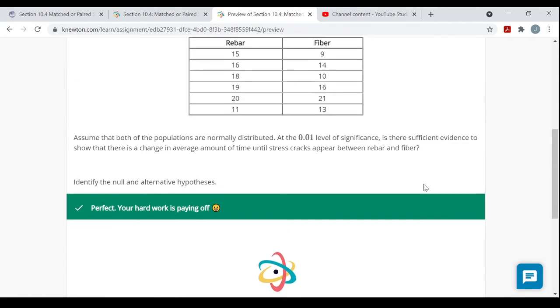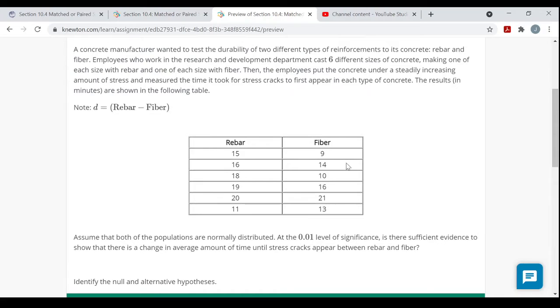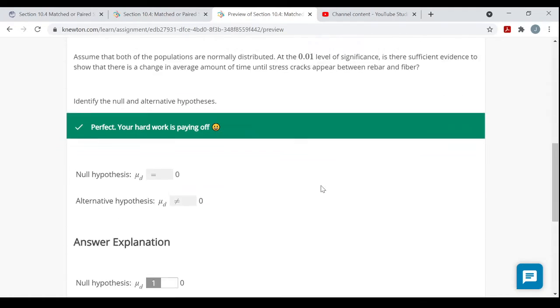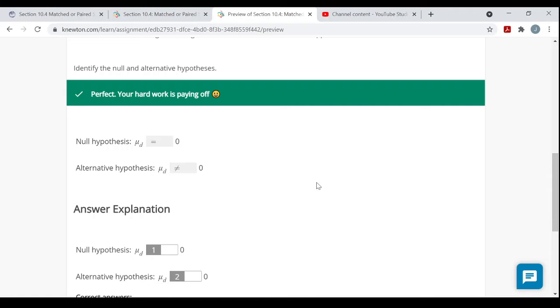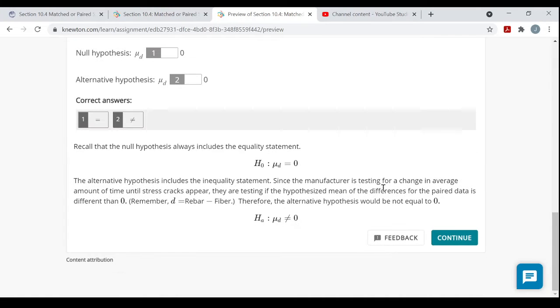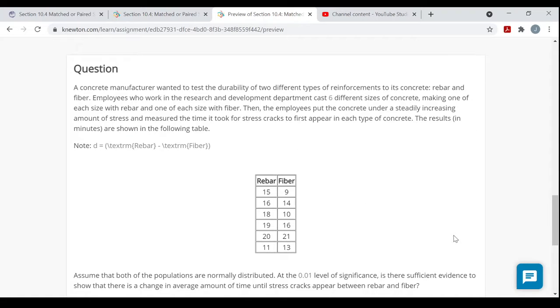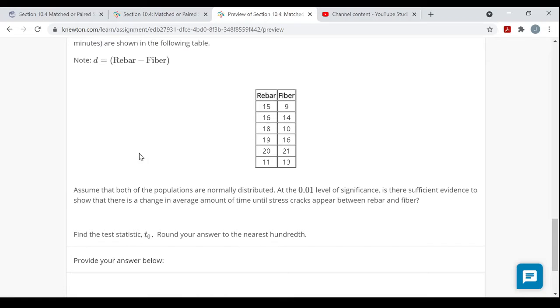Now, if they said something about rebar time being greater than fiber time, then it would be a right-tailed test, or rebar time being less than fiber time would be a left-tailed test. But it just said that there was a change, there was a difference. Okay, so that's just step one. We're going to go through all the steps of a hypothesis test here. All right, so now we're asked to find the test statistic. Remember, this is a t-score.